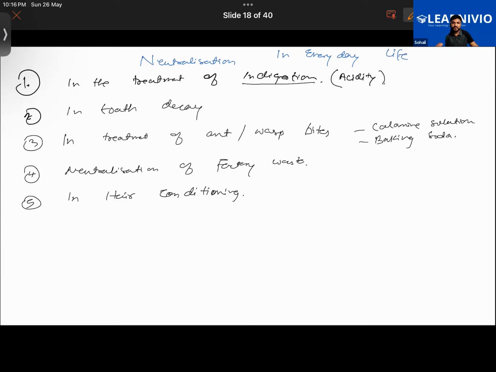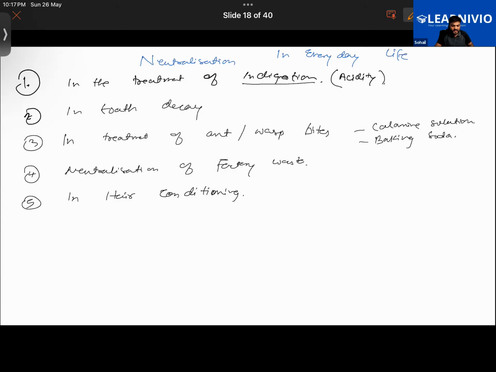Why am I saying so? Because only alkalis are soluble in water, no? Alkalis are those bases that are soluble in water. Some of the bases are not soluble in water. Both of you getting my point or not? Yes, sir. So alkalis are soluble in water. Keep that thing in mind.